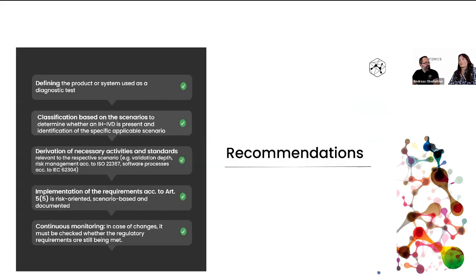So we also brought some practical recommendations for you. So if you are a health institution that is wondering where to start when it comes to the technical documentation of your respective in-house IVD, we have 5 steps basically. So the first step would be that you have to define the product and the system that you use as a diagnostic test. In the second step, you should then classify it based on the scenario, and you do this step in order to find out if there is even an in-house IVD present.